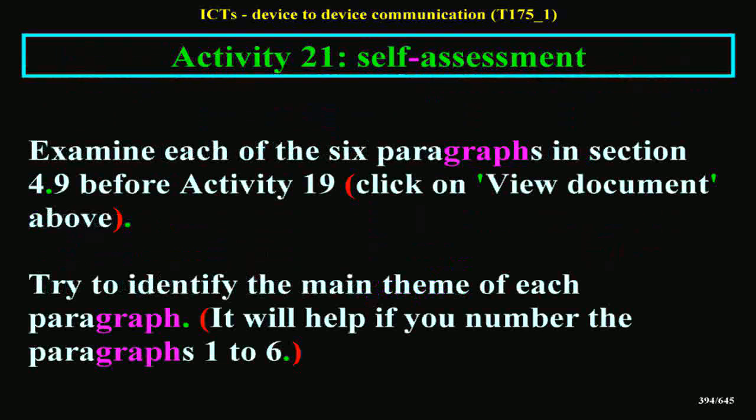Activity 21. Self-assessment. Examine each of the 6 paragraphs in Section 4.9, before Activity 19. Click on View Document above. Try to identify the main theme of each paragraph. It will help if you number the paragraphs 1 to 6.